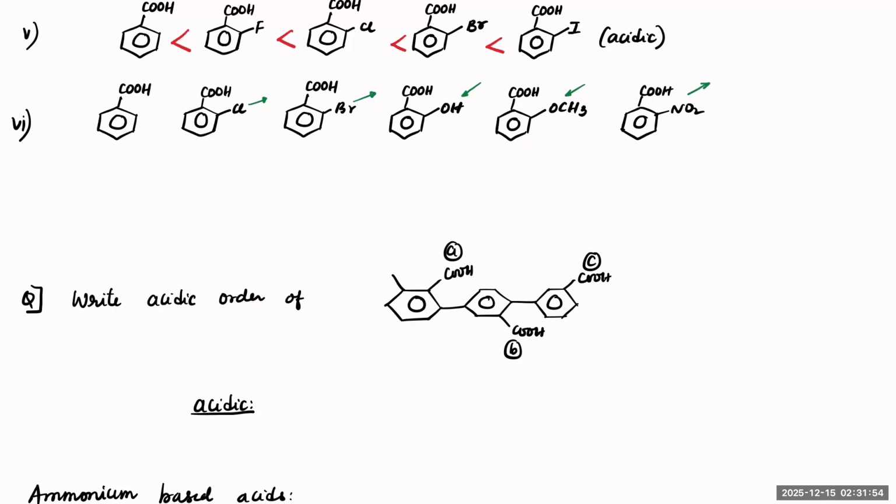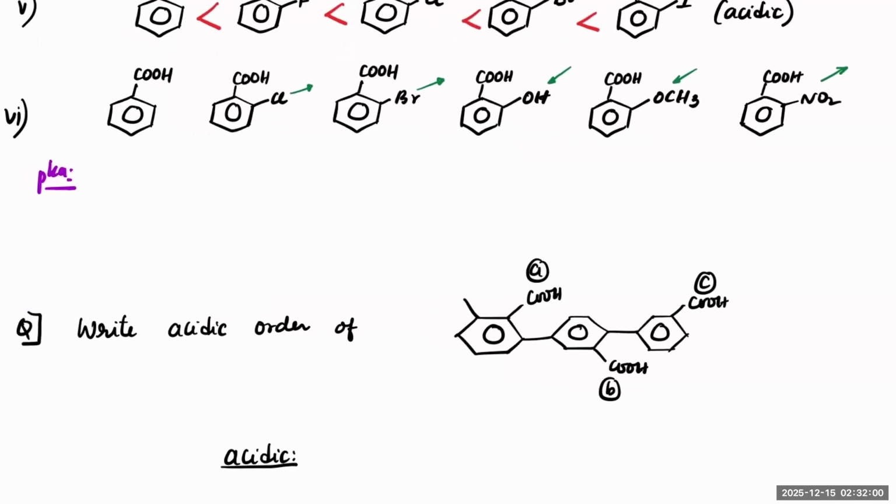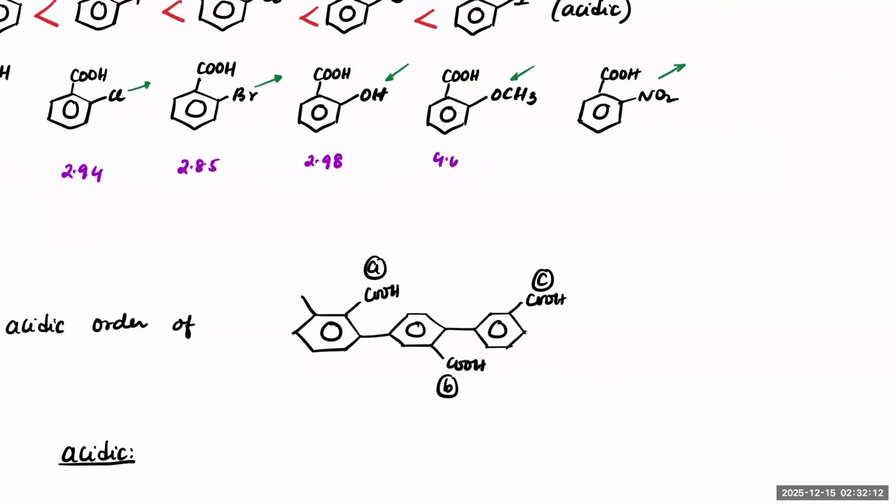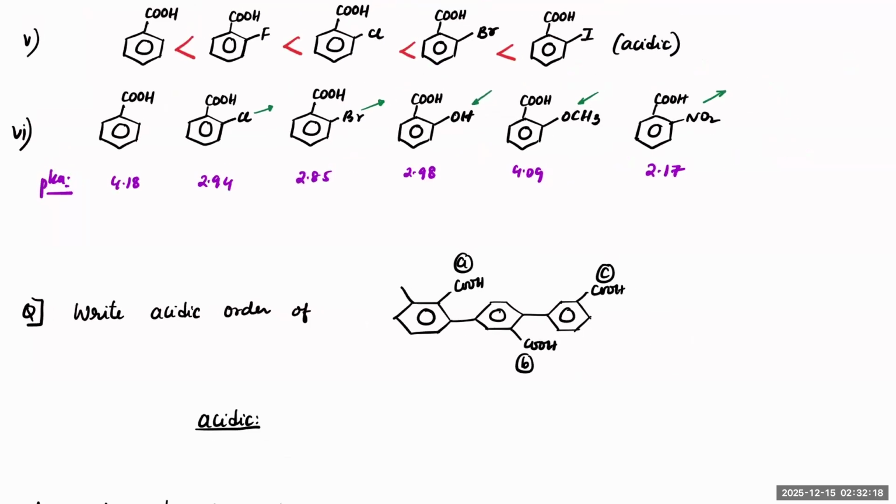Now, from this, I can directly compare the pK values, everybody. See what has been noticed. The pK value of benzoic acid is 4.18. This is 2.94. This is 2.85, 2.98, and then 4.09, and lastly 2.17. These are all the forms which you have.